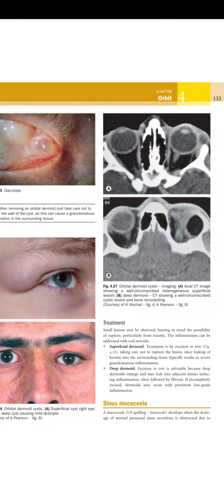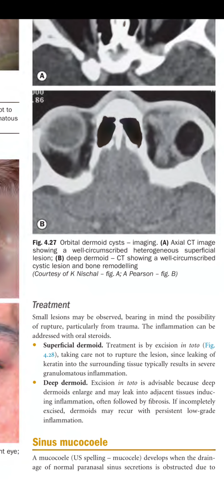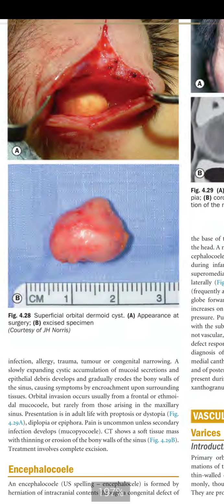So next is a mucocele, sinus mucocele. A mucocele develops when the drainage of normal paranasal sinus secretion is obstructed due to infection, allergy, trauma, tumor, or congenital narrowing. A slowly expanding cystic accumulation of mucoid secretion and epithelial debris develops and gradually erodes the bony wall of the sinus, causing symptoms of encroachment upon the surrounding tissue.